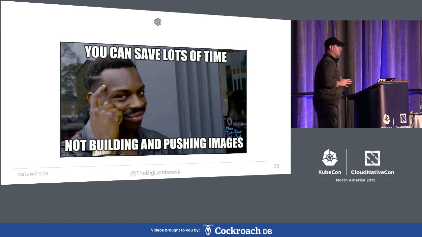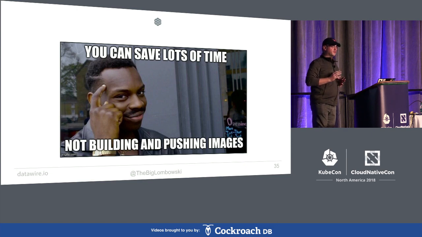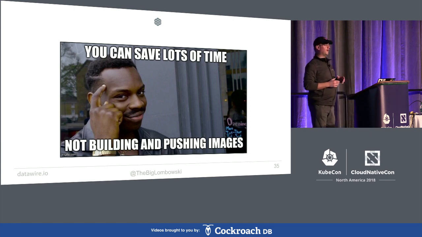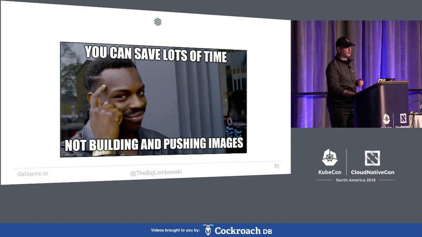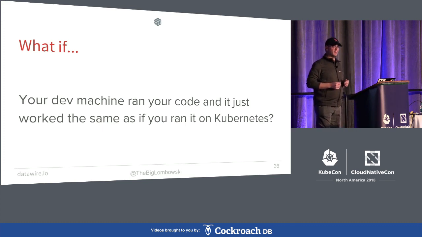I had a coworker finally go, well, what if we just didn't build and push images at all? What if we could get basically a Kubernetes native development experience where you could code in a way that felt like you were just running on the cluster and the cluster was aware of your code as you worked on it? That's a really good idea. Kind of brilliant. Gets us back to the world where we just click a button or launch a process and we see our code running. We can change it, reload it, whatever. So what if your dev machine ran your code and it just worked the same as if you ran on Kubernetes?